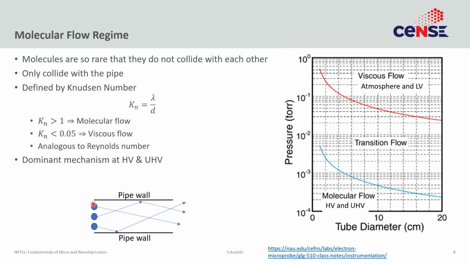But in the molecular flow regime, molecules do not interact with each other at all, because the size of the pipe or the chamber is much smaller than the mean free path. So the only thing that they interact with is the chamber wall. So the flow in this regime is very different from the laminar flow regime. It does not depend upon the pressure. It does not depend upon the characteristics of the gas so much. It actually just depends upon the dimension of the pipe that you have.